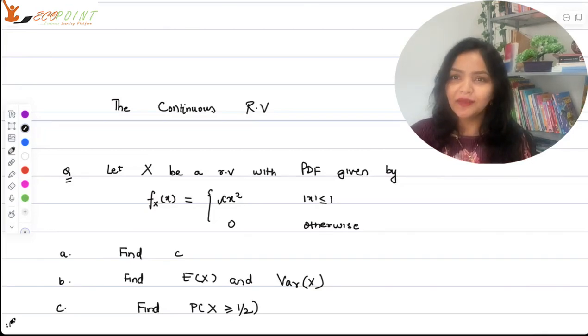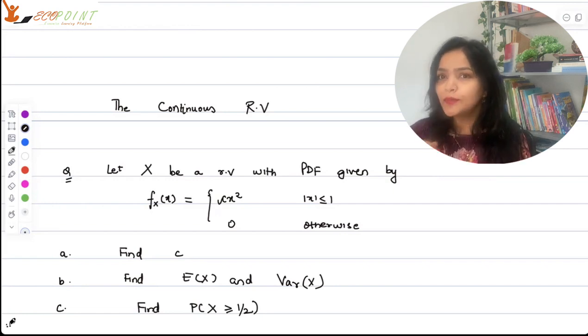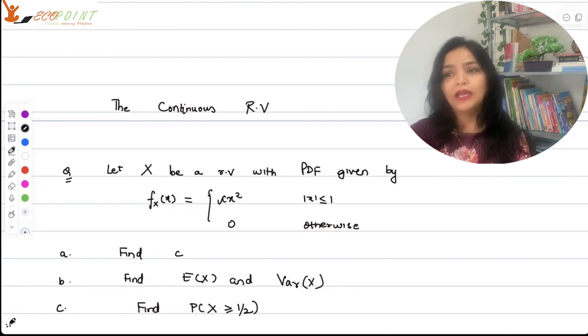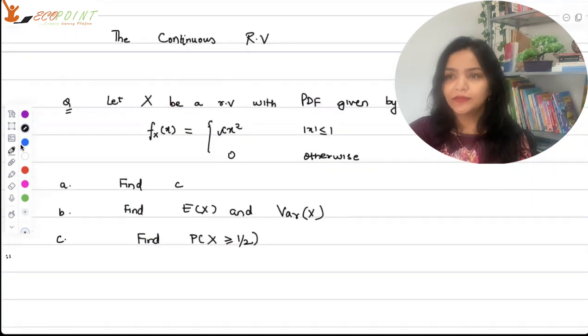We've already learned the concept of continuous random variable. Today, let's work on a question together. Suppose you have a random variable x with the following PDF: C times x squared, where c is a constant and x is lying between -1 and 1. It's 0 otherwise. What do we have to do? We have to find the value of this constant such that this is a valid PDF. We should try to find out the expected value and variance and hence find the probability x is greater than or equal to half. So let's do that together.